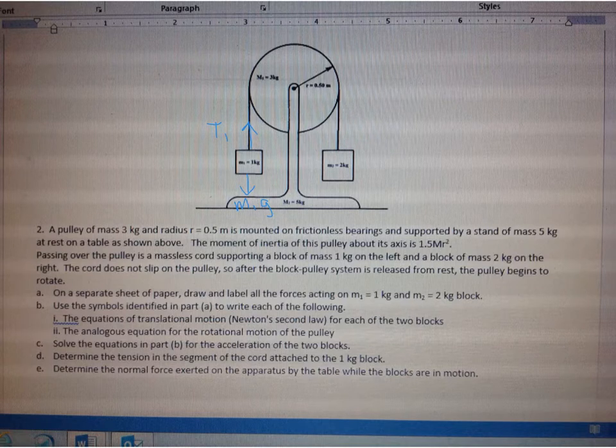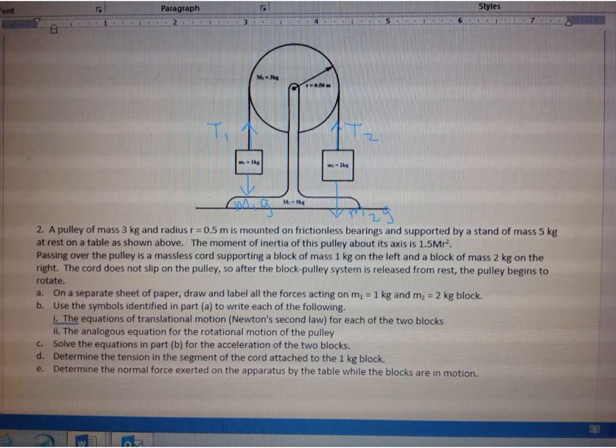Then on mass 2, we should have a T2 going up. And then we're going to have M2g going down, and M2g should be bigger than T2 because M2 is going to accelerate down and M1 is going to accelerate up.